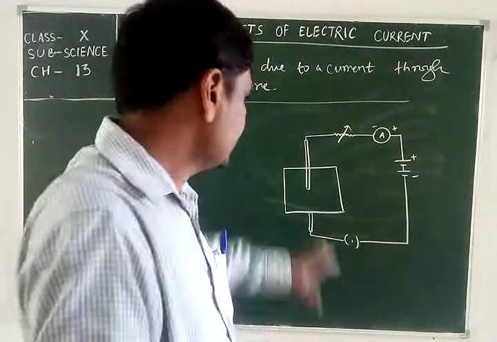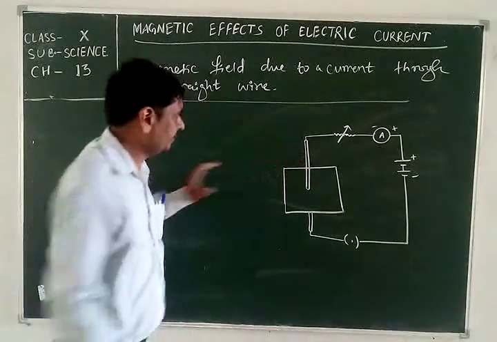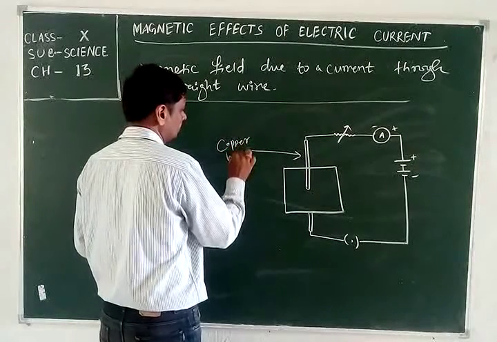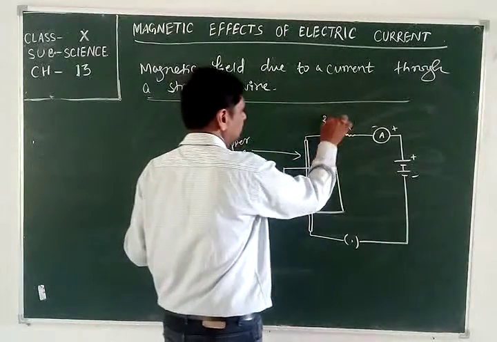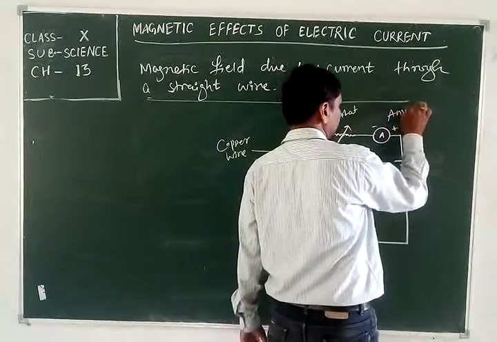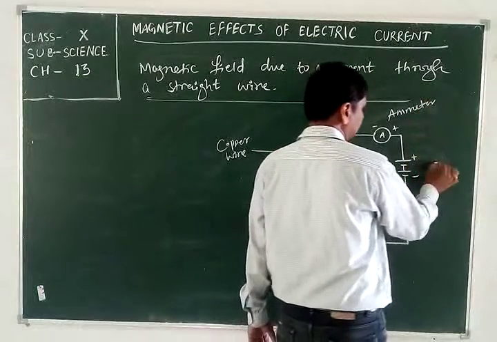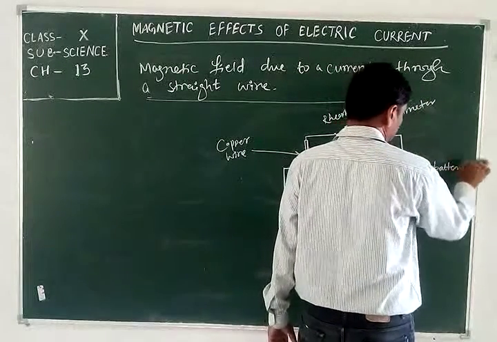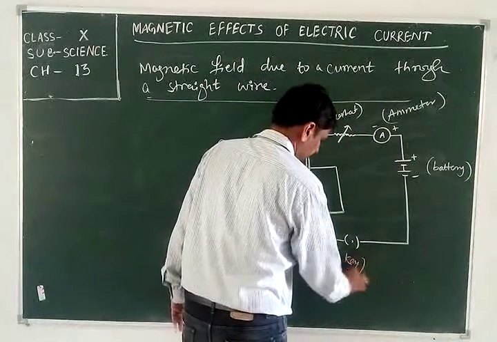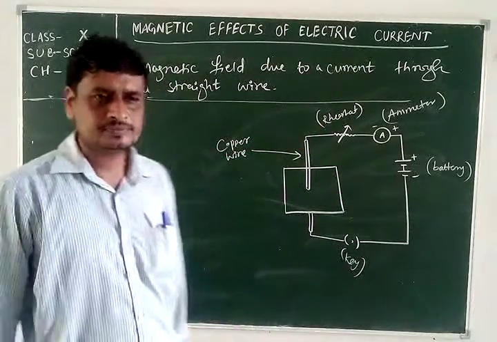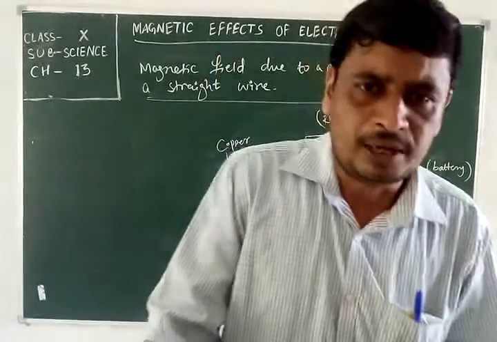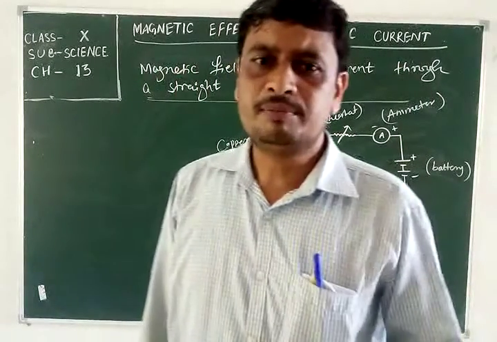Here it is connected, the copper wire. This one is the copper wire. This one is a loose wire. It is the ammeter. It is the battery. It is the plug. Now connect the copper wire vertically between the points X and Y.